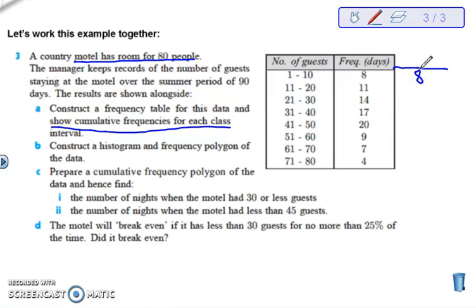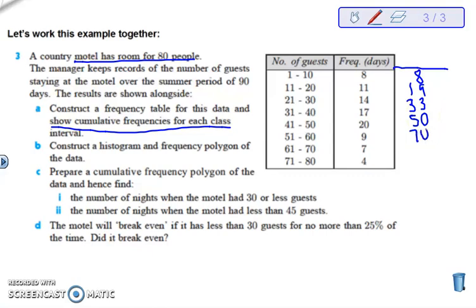Next one, I'm just going to add up what we have so far. So if I combine the 8 and the 11, that's 19. If I combine that with the 14, that's 33. Then with the 17, gets me up to 50. I know it's not lining up perfectly, but bear with me.